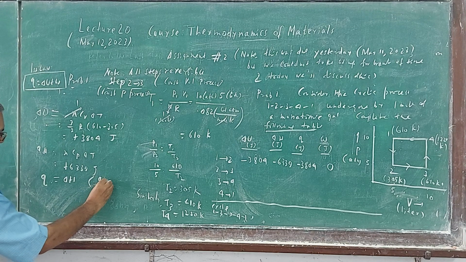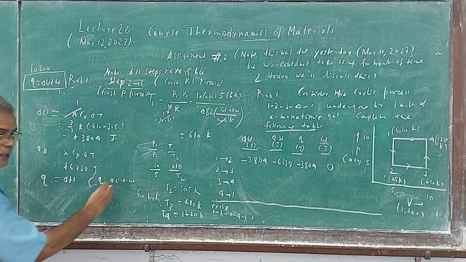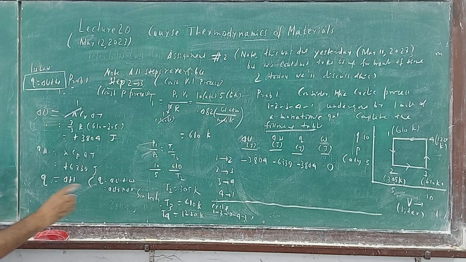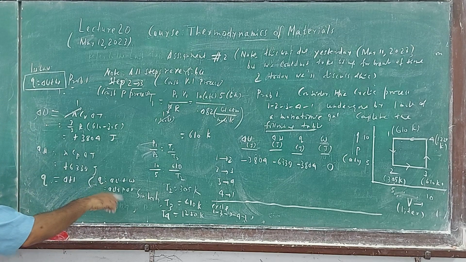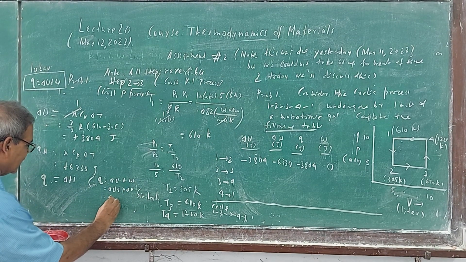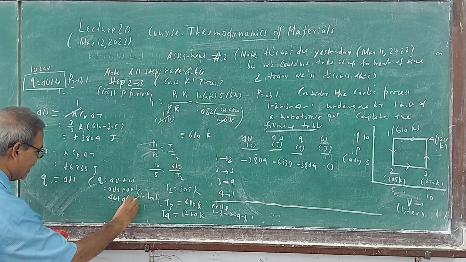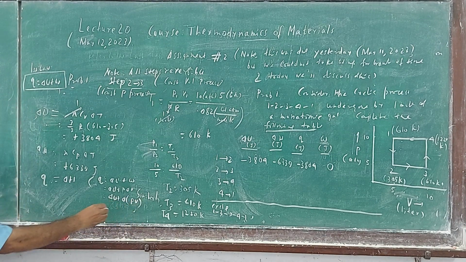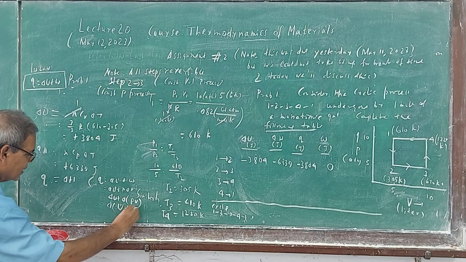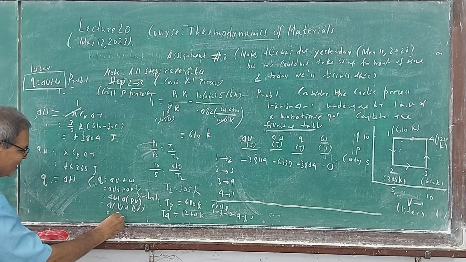Q is delta U plus W. Recall W is P delta V, only at constant pressure. PdV plus VdP, VdP drops out. So it is delta U plus delta PV, and at constant pressure it is delta U plus PV. See, I am showing all steps: it is delta H.